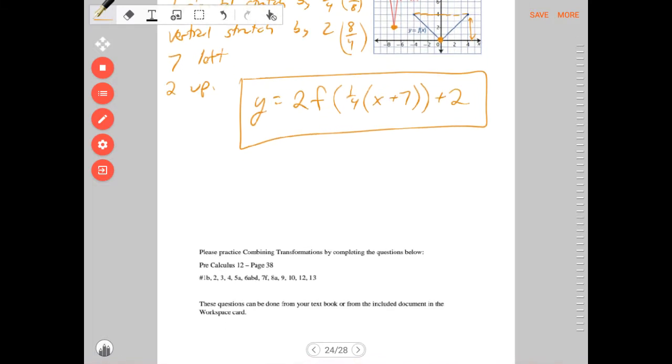So I want you guys to practice this stuff. The questions for this are on page 38. Start with those. Again, textbook or the questions from the workspace card, either or, but get them done. We are close to the end of this section. Thanks, guys. See you next lesson.